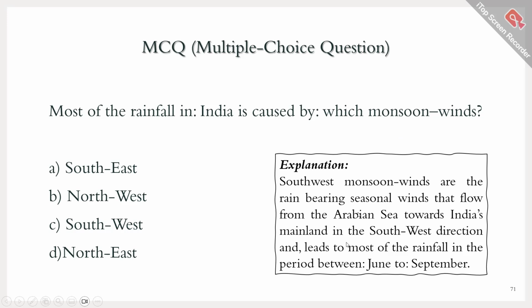Southwest monsoon winds are the rain-bearing seasonal winds that flow from the Arabian Sea towards the Indian mainland in the southwest direction and lead to most of the rainfall in the period between June to September. So southwest is the correct answer. But here one wrong thing is mentioned. From the Arabian Sea towards India's mainland it will be the northeast direction, not the southwest direction. From southwest to northeast. As it gets generated from the southwest direction, that's why it is called the southwest wind.